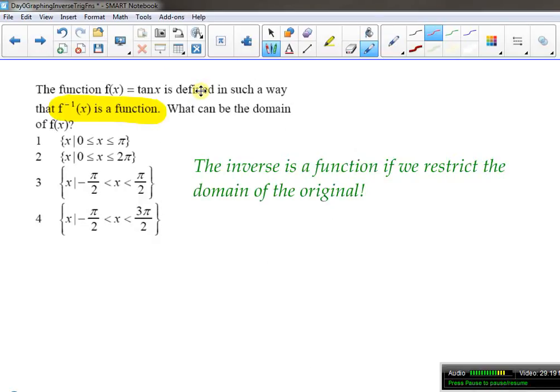And then the last question here was more explicit. It says the function tangent of x, we want to define it so that its inverse will also be a function. And so what will be the domain? How can we define tangent of x so that when we do take the inverse it is also a function? Well, we're just going to take that one piece of that pink tangent curve, and the piece we're going to take is the piece that exists in between minus pi over 2 and pi over 2.